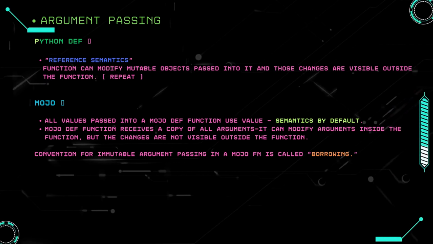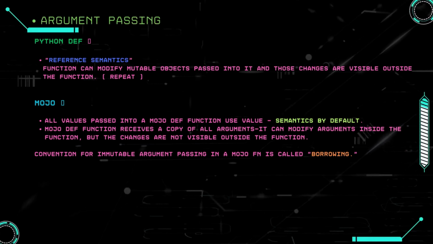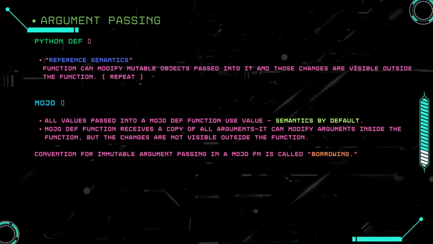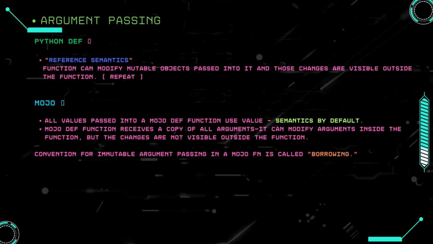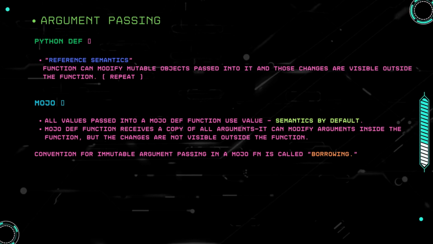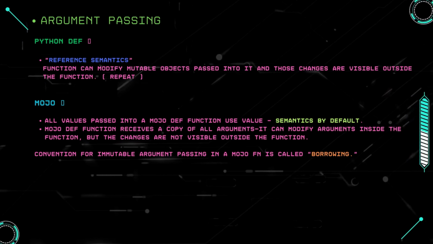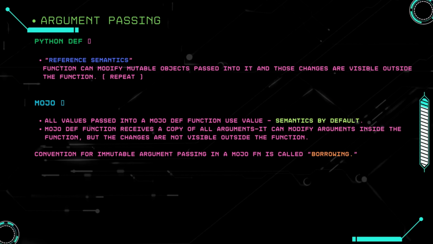Now we move to the Mojo def function. All values passed into a Mojo def function use value semantics by default. A Mojo def function receives a copy of all arguments. It can modify arguments inside the function, but the changes are not visible outside the function. The convention for immutable argument passing in a Mojo fn is called borrowing.